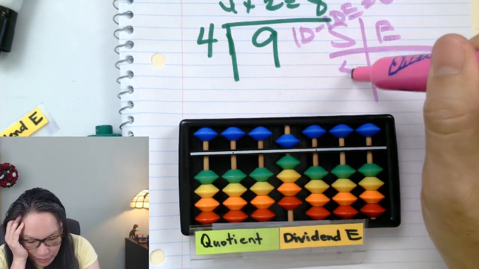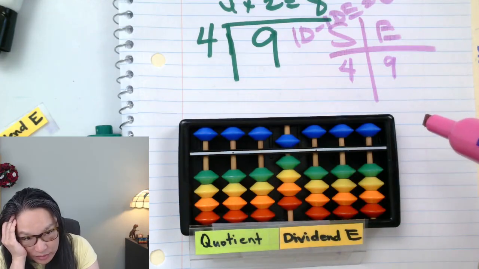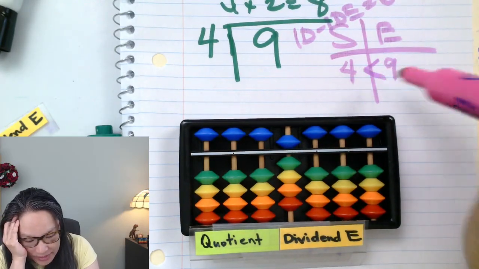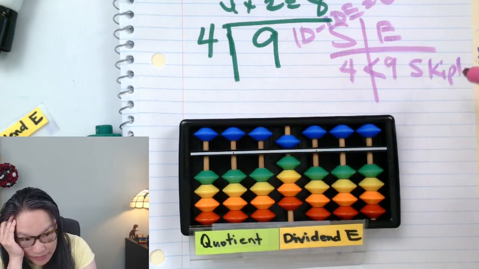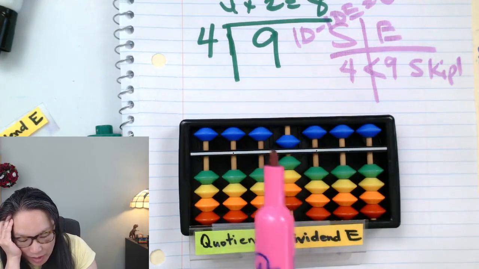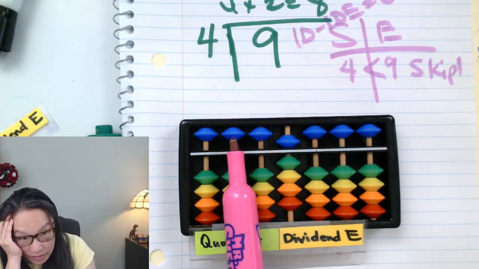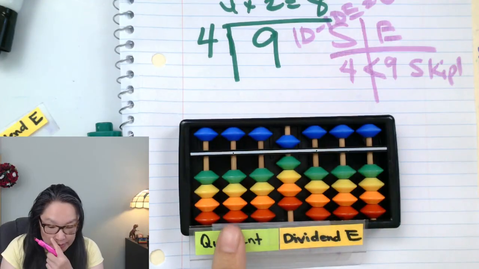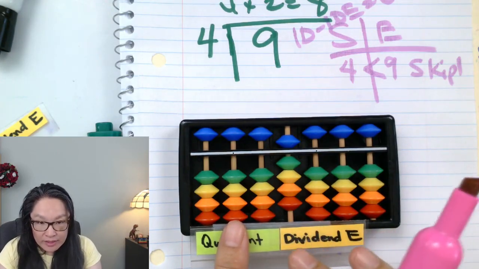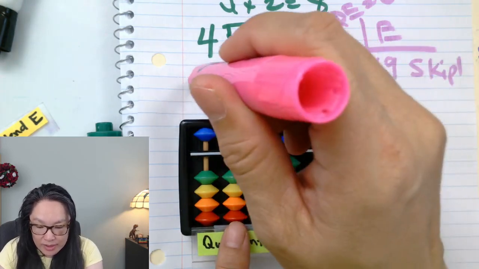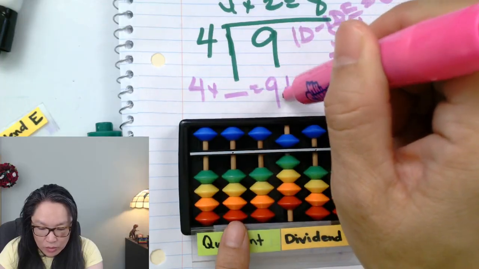We compare 4 or 9. Who is bigger? My 9 is bigger. So because I do that, I need to skip one column. Because I'm skipping one column, I'm going to skip this column and I go here. That's just the procedure. We keep our dividend and divisor here. So my question is 4 times what is equal to 9 or less?